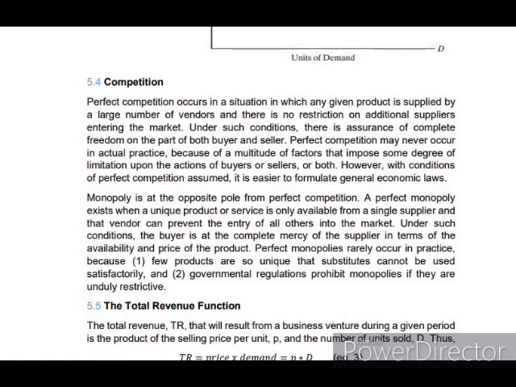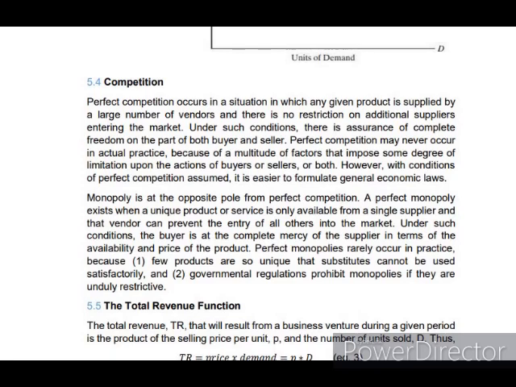5.0 Competition. Perfect competition occurs in a situation in which any given product is supplied by a large number of vendors and there is no restriction on additional suppliers entering the market. So that is the occurrence of a perfect competition wherein the suppliers or the vendors are not restricted, so that they have a competition. Under such conditions, there is assurance of complete freedom on the part of both buyer and seller. Why is there complete freedom?